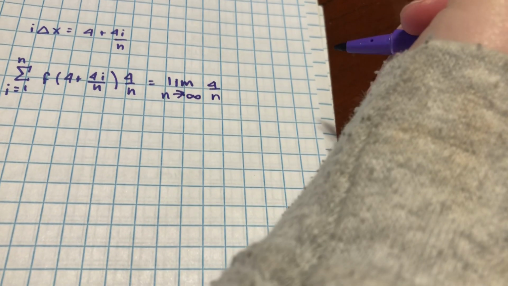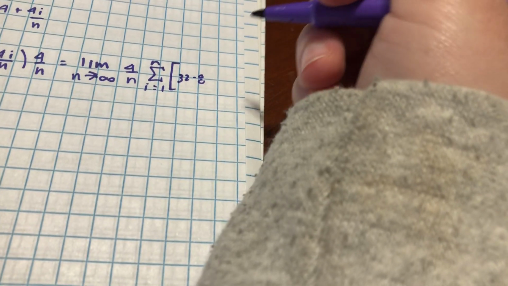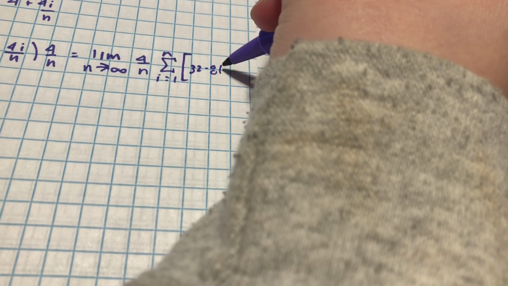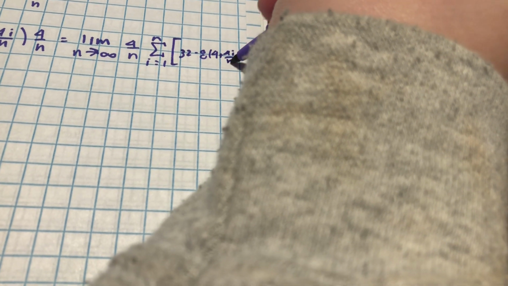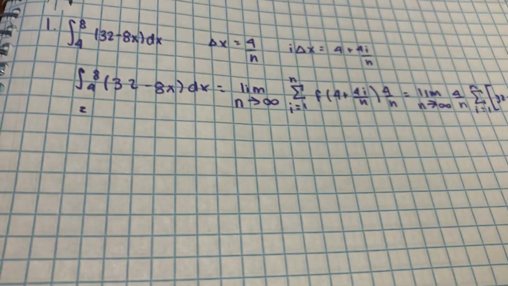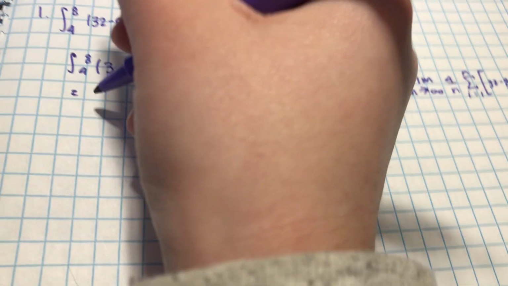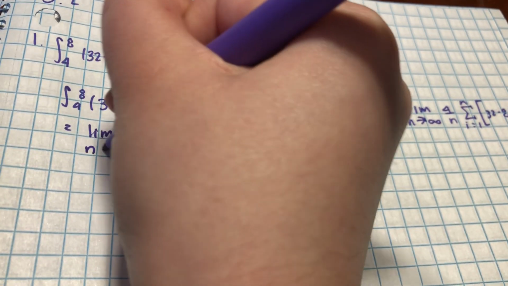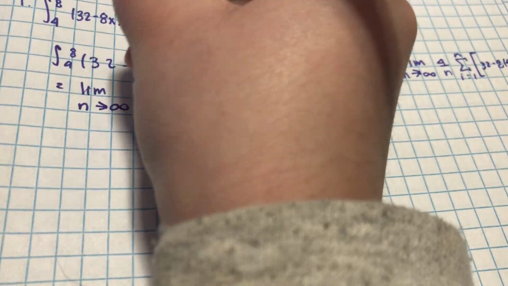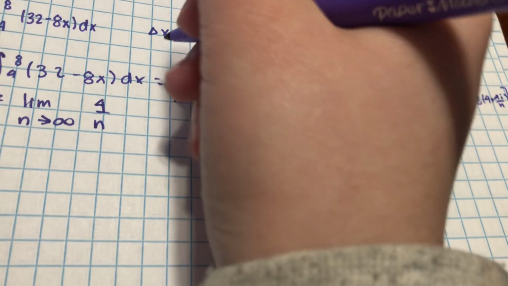4 over n, we can pull that out because it's a constant. So we have the sum from i equals 1 to n, and we have our equation, 32 minus 8, and we're substituting for x our 4 plus 4i over n. Close that off. Then we can come back down. And so now we have the limit as n approaches infinity of 4 over n, because that's our constant, so we can pull that out.